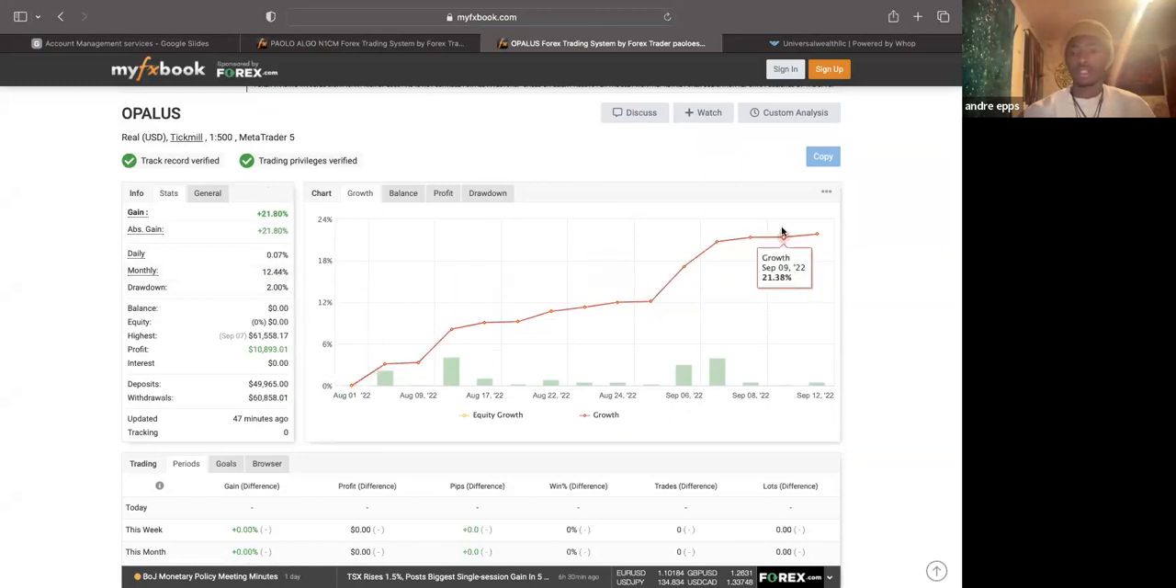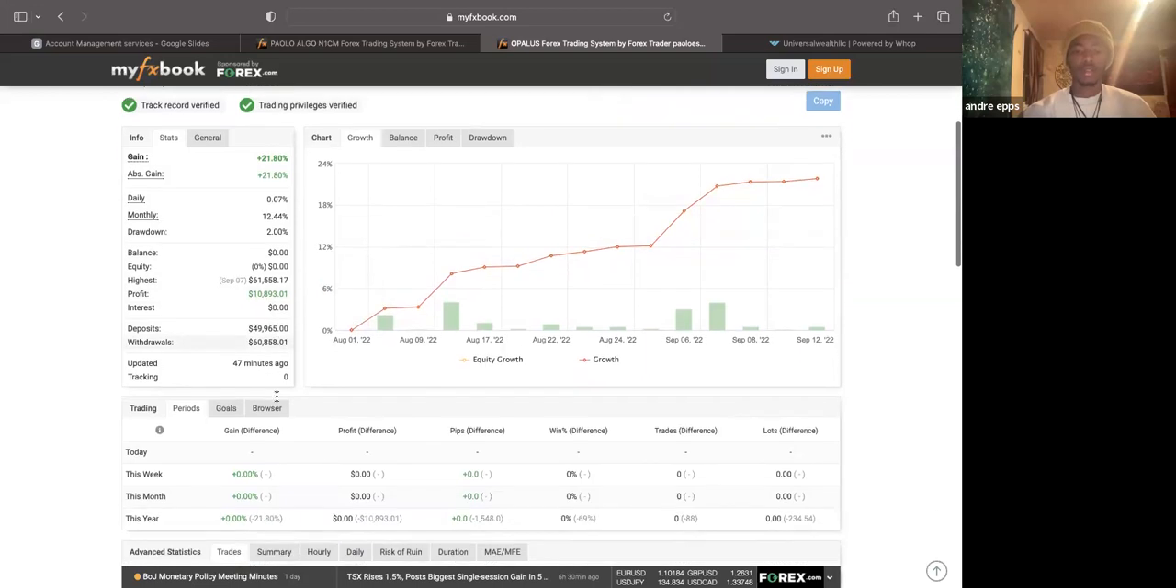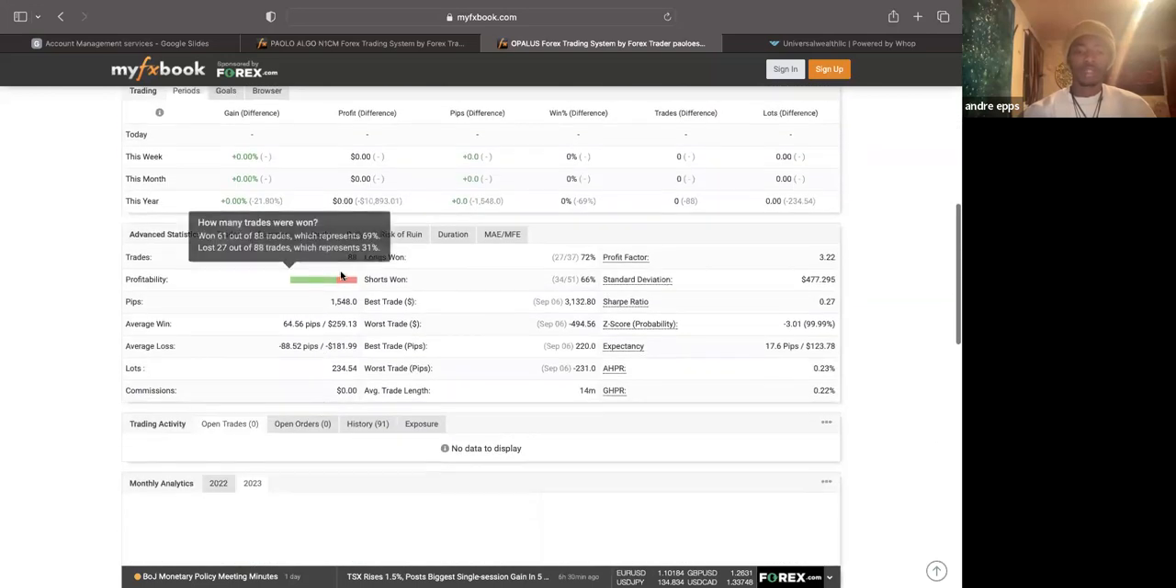Again, this is from August to September, so this was one month. It didn't even take more than one month of data, and it did make that 21% that month. The person deposited $49,000. They generated over $10,000 profit. They withdrew $60,000. We got the same statistics here.